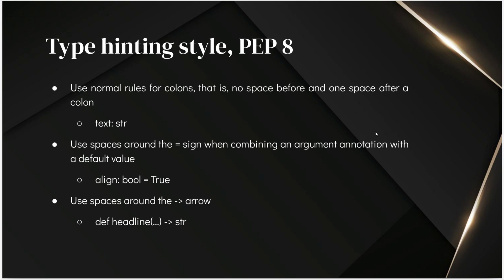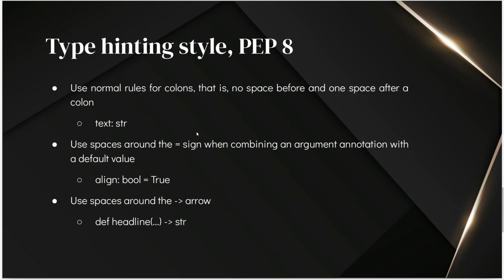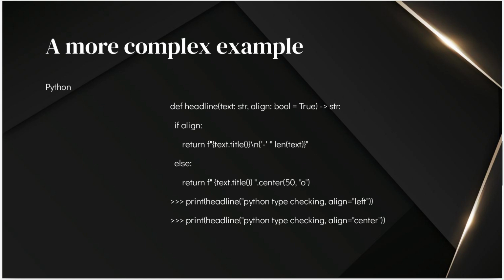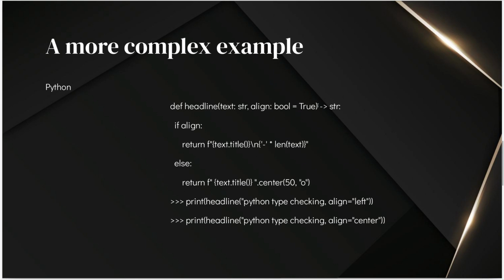Okay, and now type hinting also goes in with the PEP 8 style, which is the most recent style guideline that came for Python. And that is, it uses normal rules for colons. That is, there shouldn't be a space before the colon, but a space after the colon. So as you saw in this previous example, text colon space str. Next, you use spaces around the equal to sign when combining an argument annotation with a default value. So similarly, in the previous example, you saw bool equal to true had spaces on either side. And lastly, you also use spaces around the arrow sign, which you saw here we were doing.